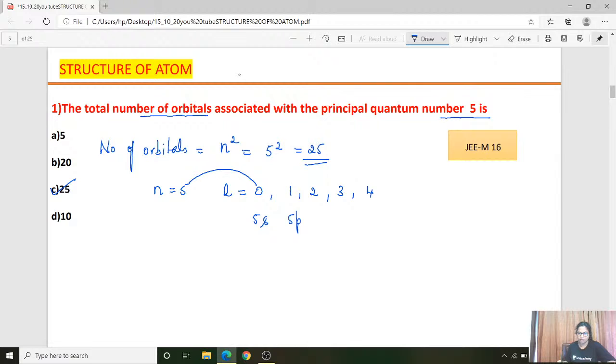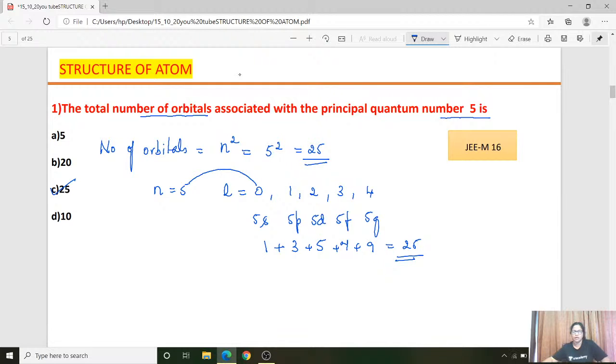So 5s, 5p, 5d, 5f, 5g. This is another way of solving it. I am just giving you different methods. 5s means 1. P means px, py, pz, so there are 3. D means 5. F means 7. G means 9. You add all these, how much are you getting? Are you getting 25 student? Just see. So answer is option C, 25.